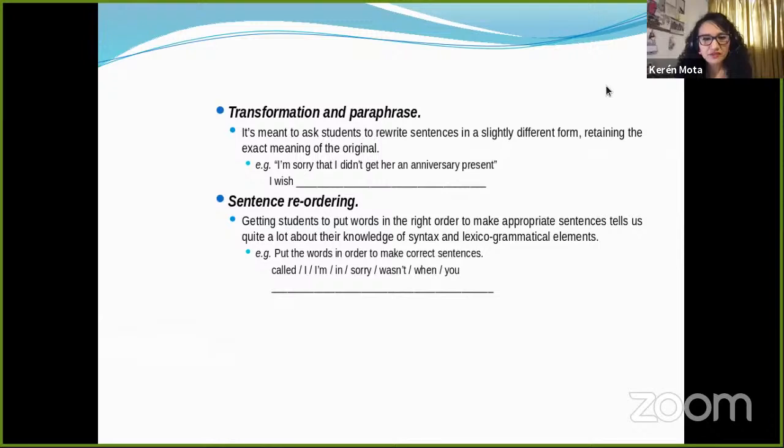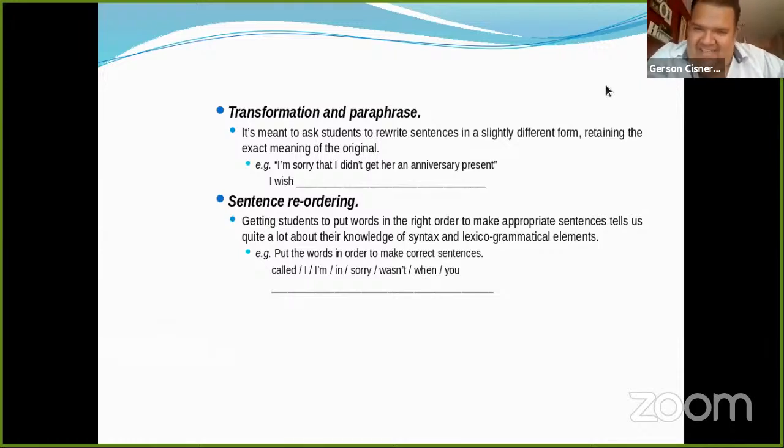I wish I have get her an anniversary present. I have got. Oh sorry. My Lord, Karen, really? Worried hasta el 100. Okay, repeat again, Karen. I wish I could have an anniversary present. O sea, sí le tenías bien, nada más que estaba mal conjugado. Do it again, Karen.